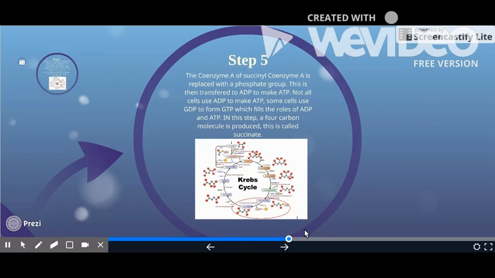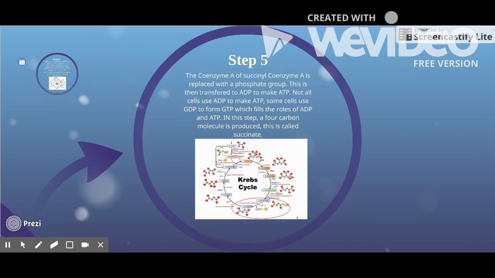Coenzyme A of succinyl coenzyme A is replaced with a phosphate group. This is then transferred to ADP to make ATP. Not all cells use ADP to make ATP. Some cells use GDP to form GTP, which fills the roles of ADP and ATP. In this step, a 4-carbon molecule is produced. This is called succinate.